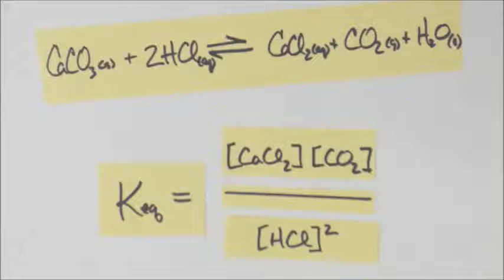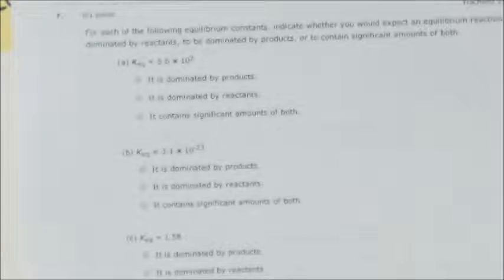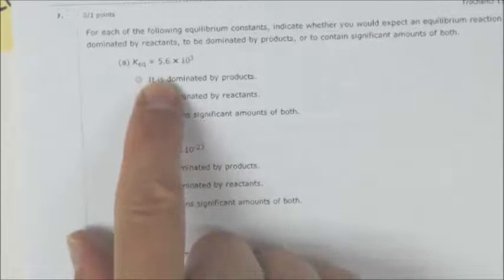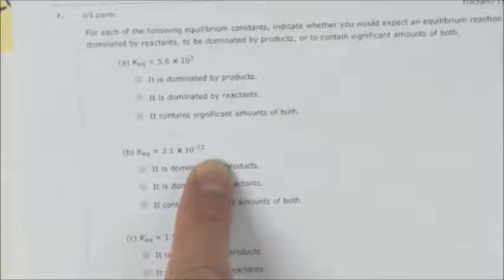Now in WebAssign, you've got a variety of problems. You've got some early multiple choice questions, and then here in question 7, you've got some given values of KEQ, and you're asked to make a prediction. Let me zoom in here a bit. There we go. So 5.6 times 10 to the 3, 3.1 times 10 to the minus 23.